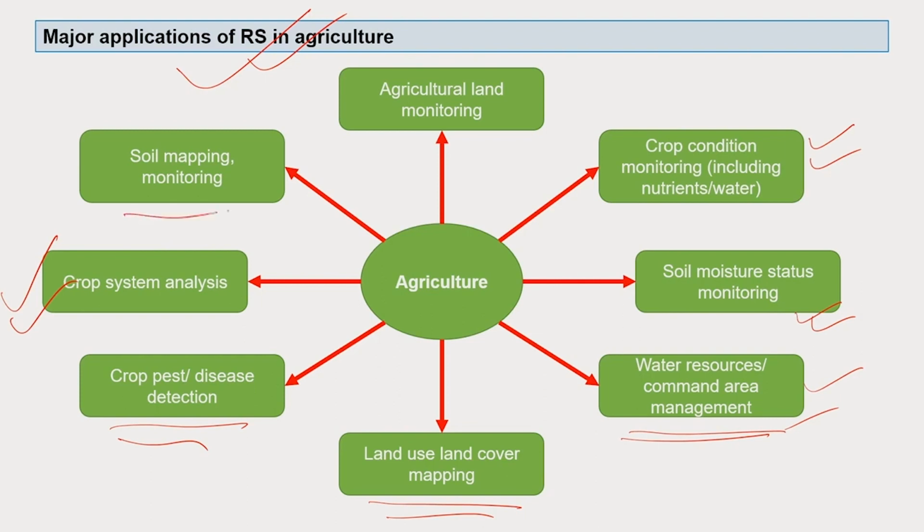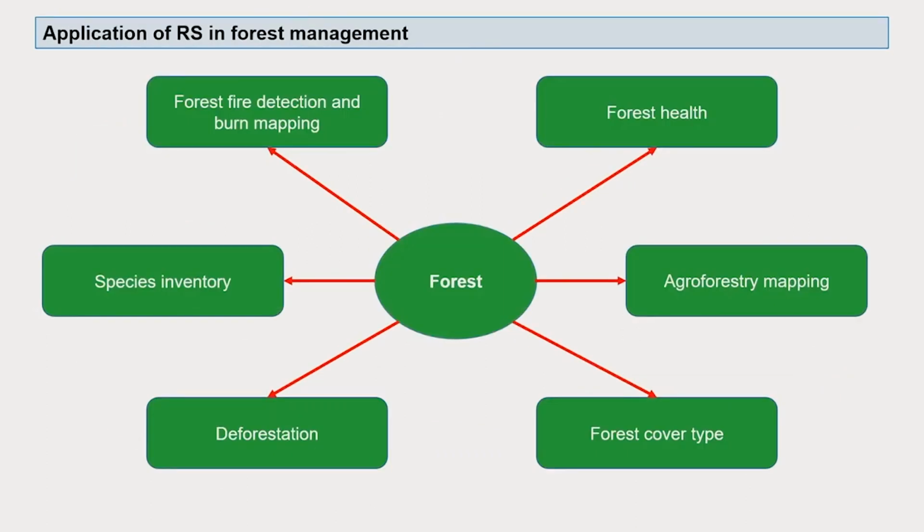All right. Soil mapping and monitoring, and of course agricultural land monitoring, is there: how much area is covered under crop. So, various applications are there using remote sensing. Remote sensing can also be used for forest management. We know that you can use remote sensing data for forest health management, agroforestry mapping, and forest cover type, which are the different types of forests available in a particular area. If any deforestation takes place, how much area is deforested, because that will allow you to devise your plan of action.